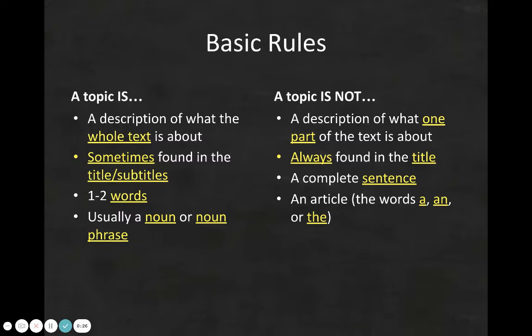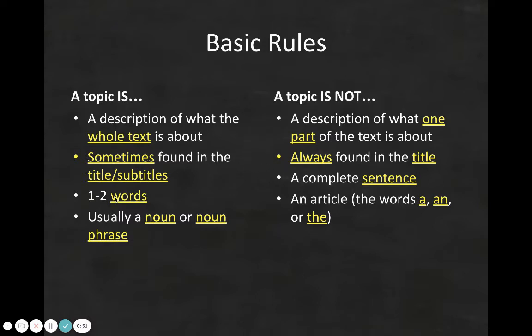Basic rules. A topic is a description of what the whole text is about. A topic is not a description of what one part of the text is about. So just keep in mind, whole text, not one small part. A topic is sometimes found in the title or the subtitles. A topic is not always found in the title, so don't get used to that as a rule. It's not always found there.